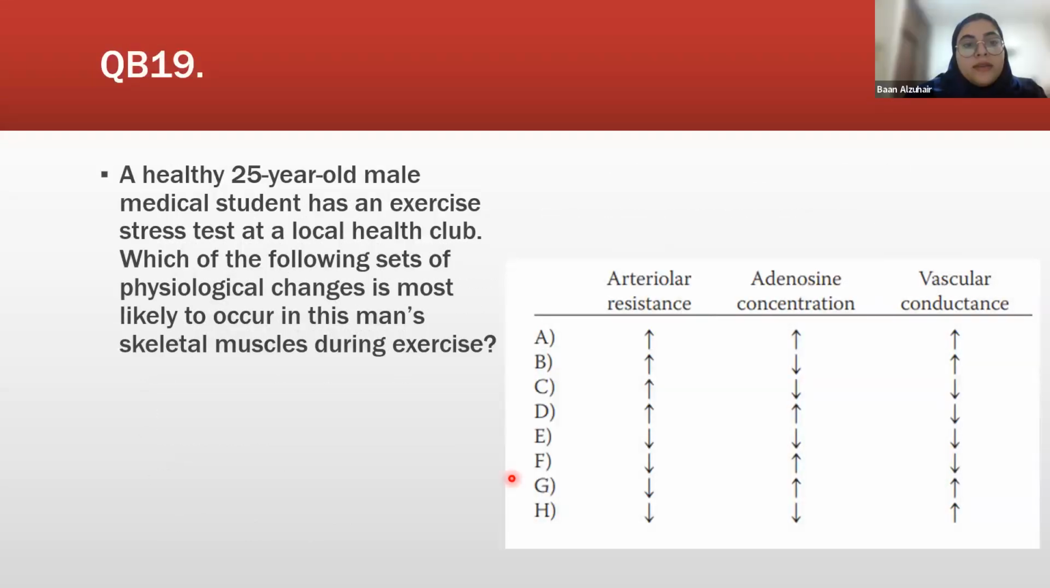A healthy 25-year-old male medical student has an exercise stress test at a local health club. Which of the following sets of physiological changes is most likely to occur in this man's skeletal muscles during exercise?